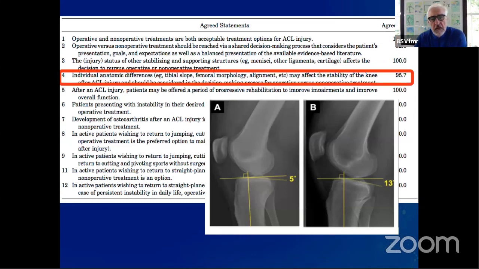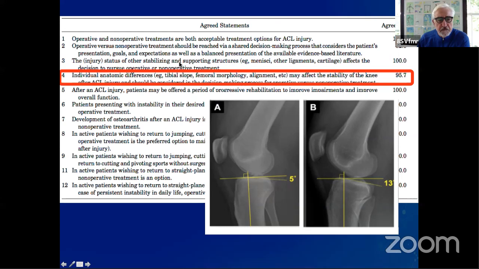More and more of this is coming to the foreground now. Regarding predisposing factors, one that's really been coming more to the foreground is the slope of the tibia. So we now say if it's more than 10, 11 degrees, and you can see there the 5-degree one in a non-cutting sport athlete, perhaps you can try some non-operative treatment. But if it's more than 13 degrees, this ACL is probably going to fail and you need to do surgery.